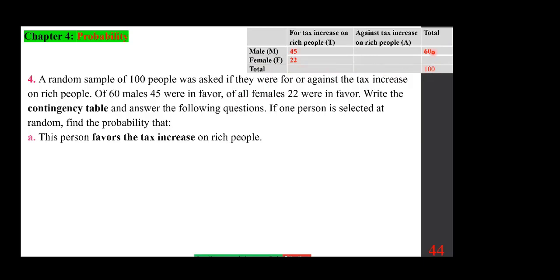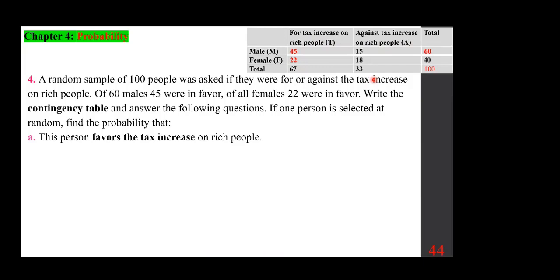This is 60, this is 100. They add up to 100, so this must be 40. This is 60, this is 45. This number must be 60 minus 45, which is 15. So you can easily fill up everything in this manner. So the very first thing is to come up with this table accordingly.